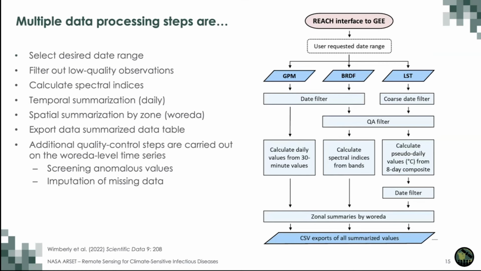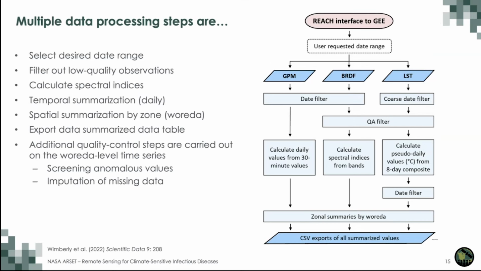And we pushed these through a series of data processing steps. There's really nothing in here that's super tricky. This is all basic stuff. Date filtering, application of QA screening to remove bad pixels, calculation of the actual indices that we want, and then doing zonal summaries by Warda.